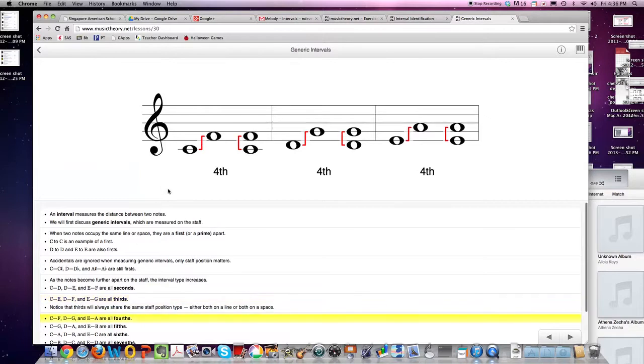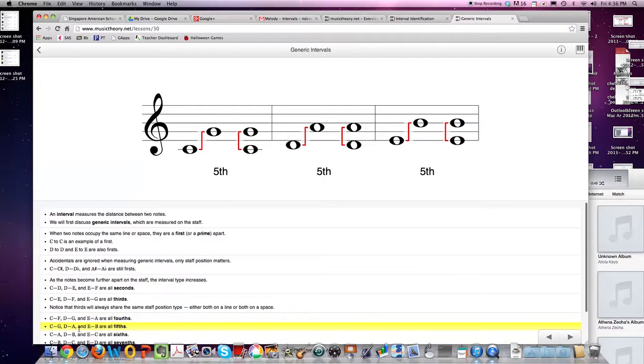Right, same with fourth. Line, space, line, space. 1, 2, 3, 4. A fourth. Now, fourth is a special name. Fourth and fifth have special names. They're perfect. Okay, and there's lots of reasons for that, but for now you just need to know that fourth and fifth are perfect intervals in a major scale. Okay, so here's the fifth, so that will be a perfect fifth.